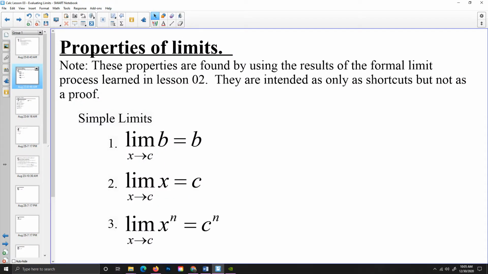Before we get started, I want to note that these properties are found using the results of the formal limit process learned in Lesson 2, and are intended only as shortcuts but not as proof. Some simple limits: the limit of some constant b as x goes to c is always that b value, since the function is not defined in terms of x. The limit as x goes to c of just x is c, and the limit of x to a power as x goes to c is just c to that power.